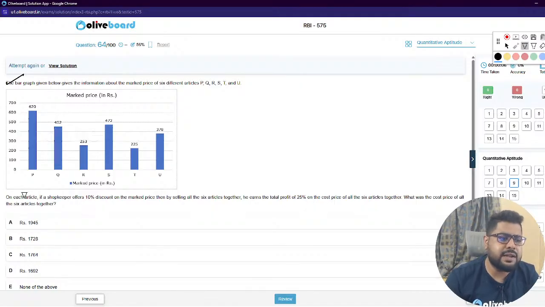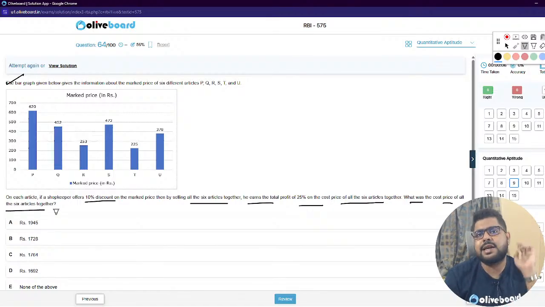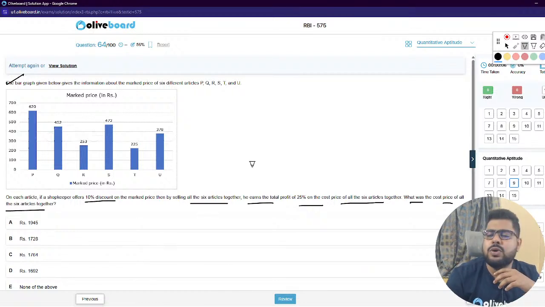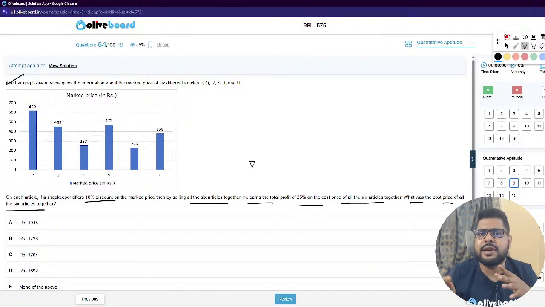Marked price given on each of the articles, this 10% discount. On all 6 articles together, he earns total profit on all 6 articles together. Cost price, sir. They are always saying all 6 articles together. So don't ever, if in all 3 spaces, MP, SP, CP, they are mentioning all the articles together, we will calculate once only by taking all 6 articles together. We will not calculate differently.